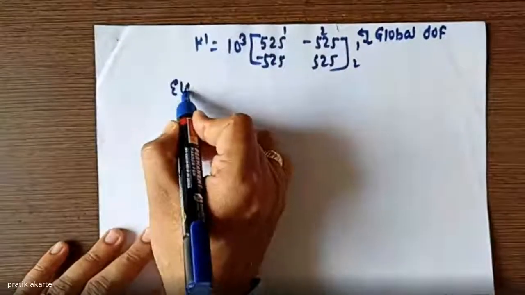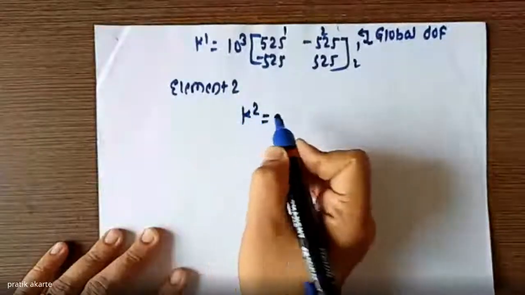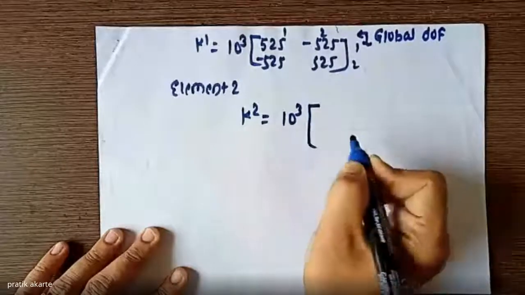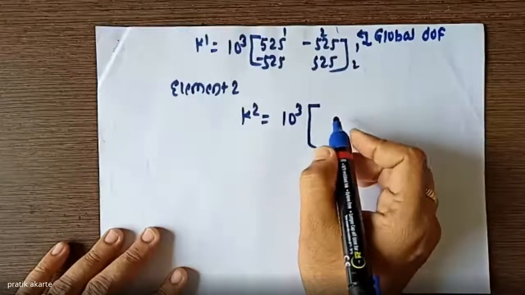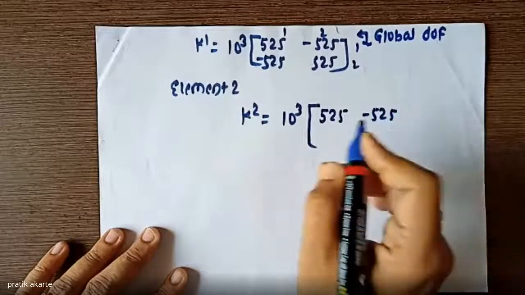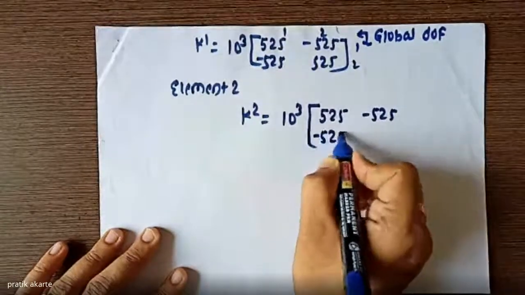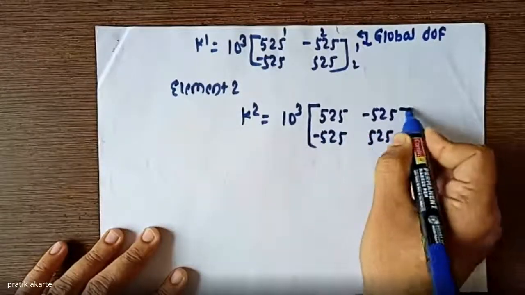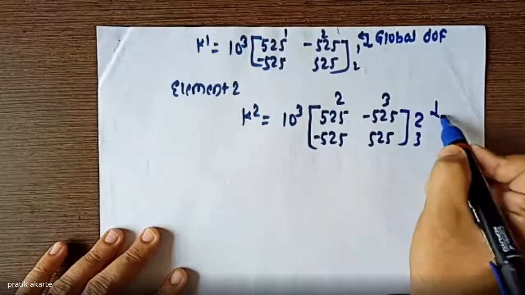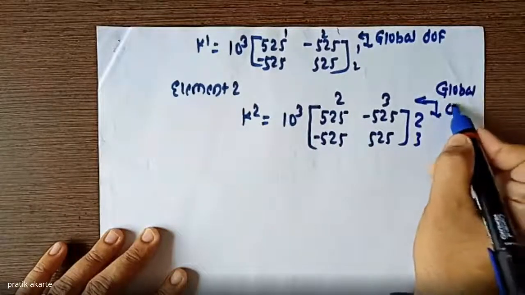Now for element 2, I'll quickly write the matrix directly as K2, 10 to the power 3 in bracket 525 minus 525, minus 525 and 525. So here I write 2, 3 and 2, 3, which are my global degrees of freedom.